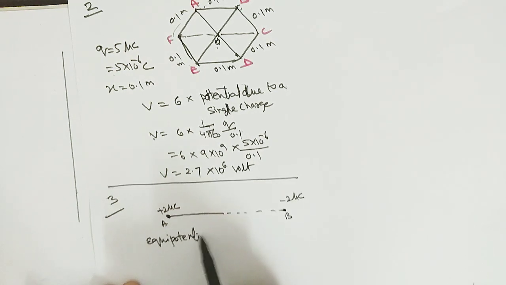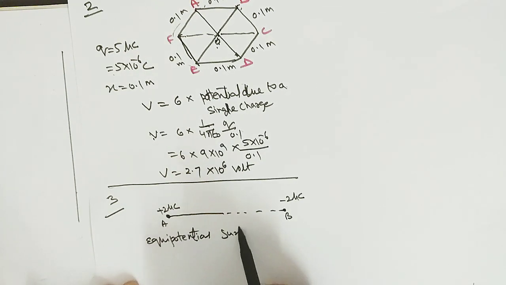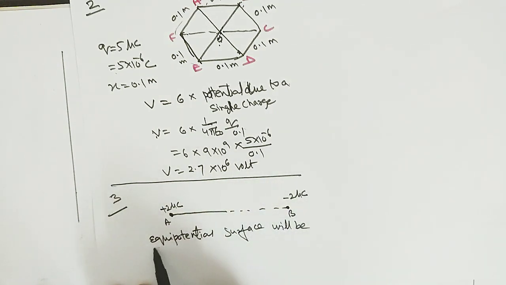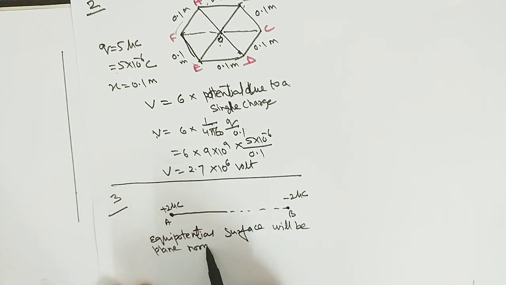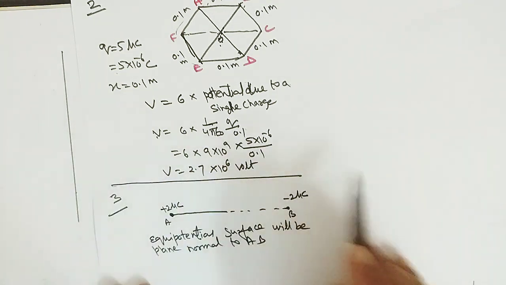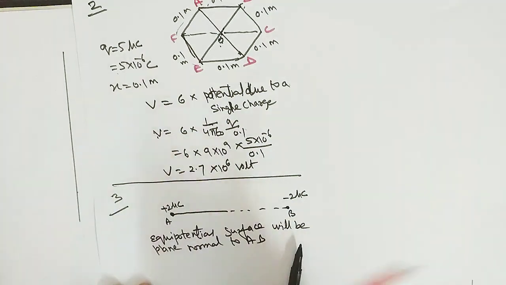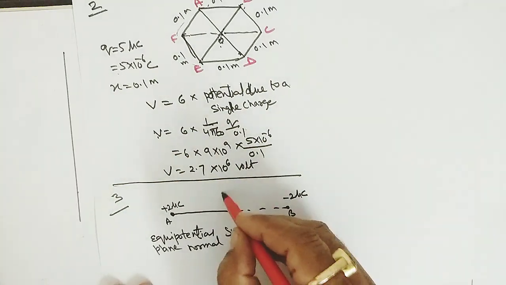Equipotential surface will be a plane. It should be a plane, normal to AB, passing through its midpoint O. Okay, midpoint O, we can imagine here. I am making the diagram to understand.